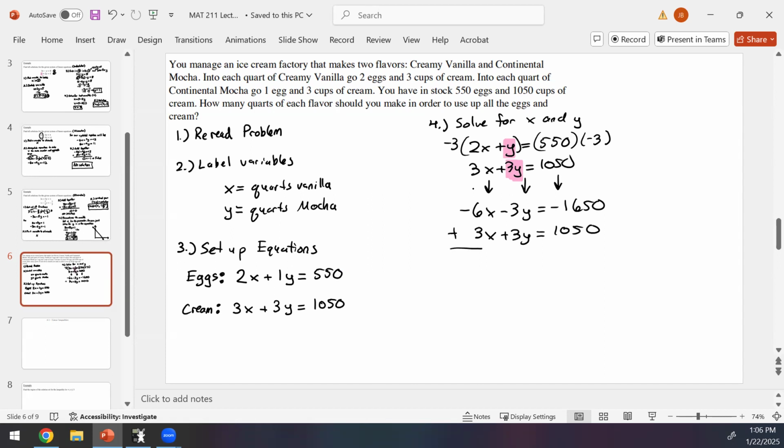And then I'm going to add them together. These are going to cancel out. I'm left with -3x, and I'm left with -600. A little tip for you when you're doing this, this is elimination method.